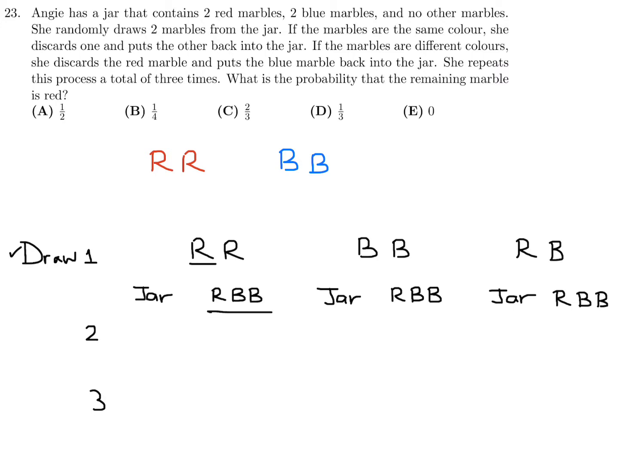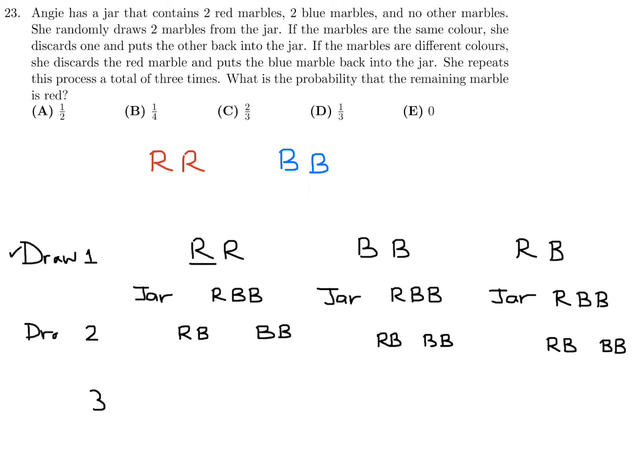Now, from our jars that have 3 possible outcomes, we have to now draw 2 again. So when we draw 2, we have either R and B or BB. Those are the only 2 possible outcomes. There's no RR outcome because there's only 1 R. Similarly, from this jar, RB and BB are the only outcomes, and similarly the same holds true here, RB and BB. So this is what the possibilities are for draw number 2.